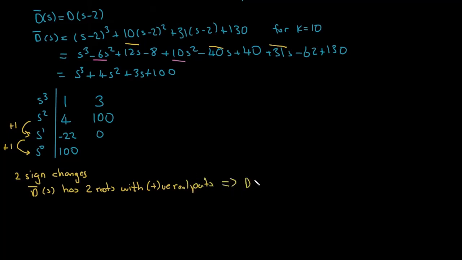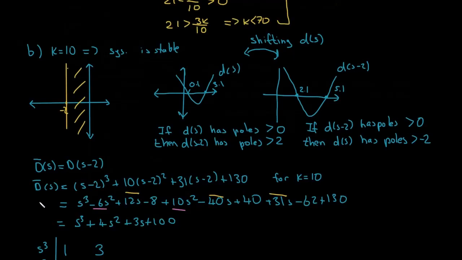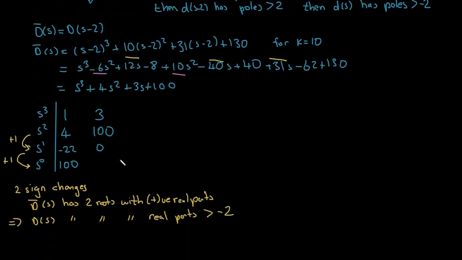And as a result of that, d of s has 2 roots with real parts greater than minus 2. So apparently we were looking for how many poles of d of s have real parts between minus 2 and 0, and apparently only two of them do. The remaining pole is somewhere over here, because for k equal to 10 there are 3 poles on the left half plane, and we know 2 of them are here. Good.